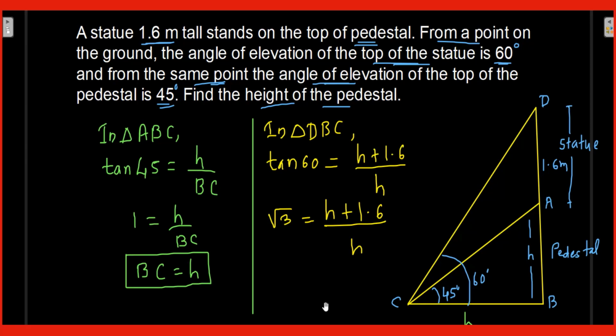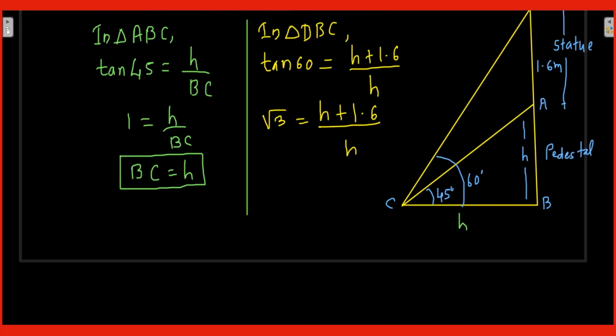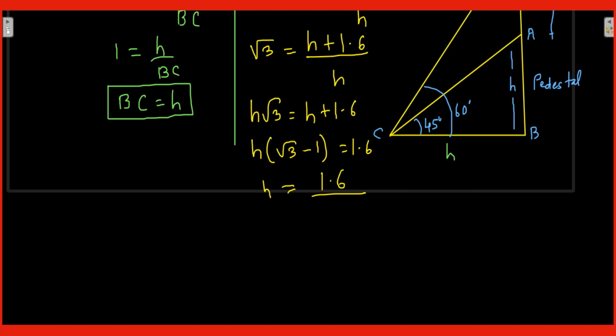Now cross multiply to solve it further. So here it will be H root 3, which is equal to H plus 1.6. And so take H to this side, that will be minus H, and then take H as a common factor, so H into root 3 minus 1 is equal to 1.6. So H will be 1.6 upon root 3 minus 1. Rationalize this, so multiply by root 3 plus 1 to the numerator as well as the denominator. So it will be 1.6 into bracket root 3 plus 1 upon root 3 minus 1 into root 3 plus 1. So it will be a minus b, a plus b.